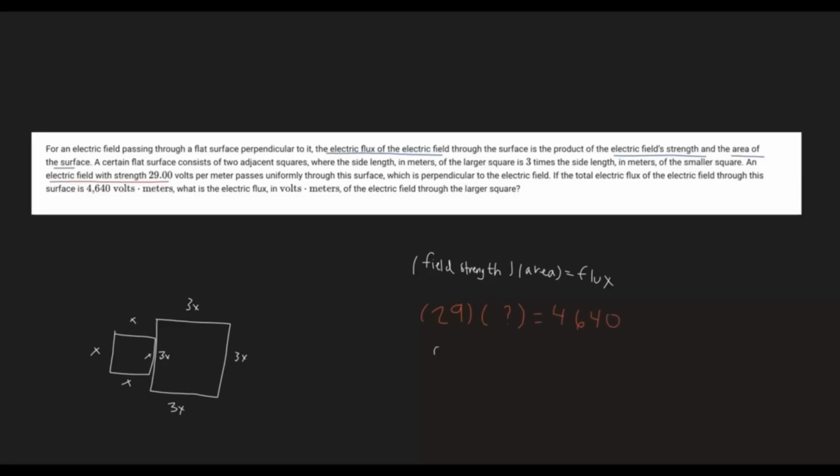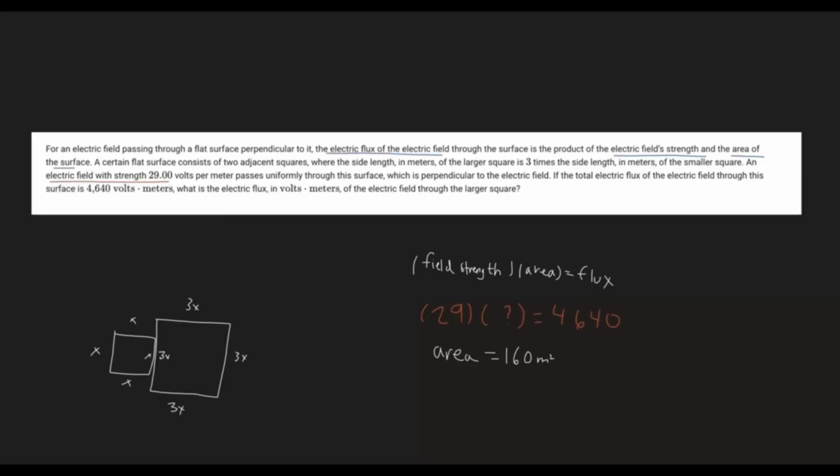So here we can just have area, and this will be 4,640 divided by 29. So the area would be 160 meters squared. All right. So there we have it. We have the total area of the adjacent squares, but we want to find just the area of the large square, because if we do that, we can multiply that by the field strength in order to get the flux that it's affected by. So here's what it's going to look like.